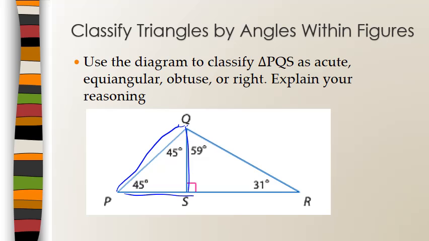Well, I've got 45 degrees, but also this side is a right triangle, which means that this also has to be a right triangle. And so if I'm going to classify this, this is a right triangle. And why would that be true? Because triangle PQS has one right angle.